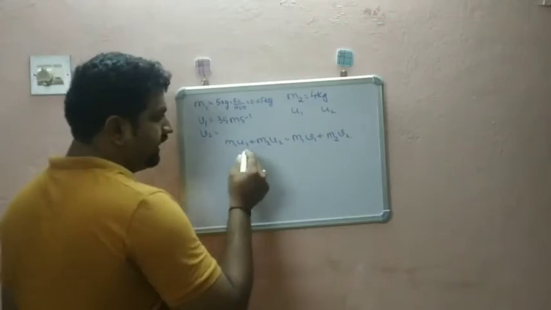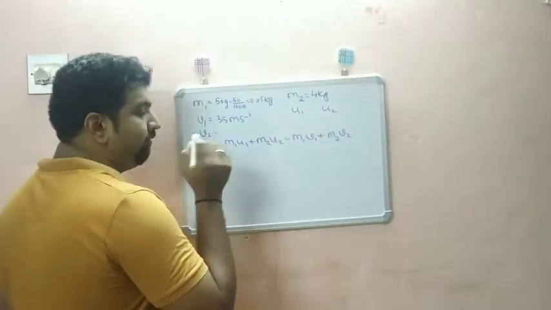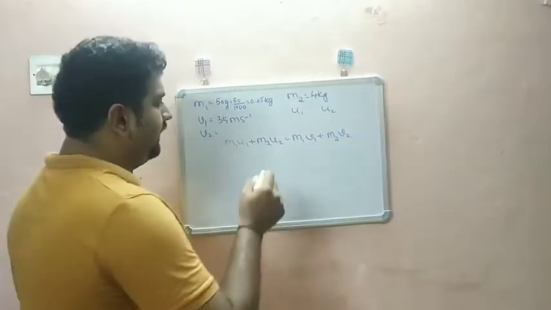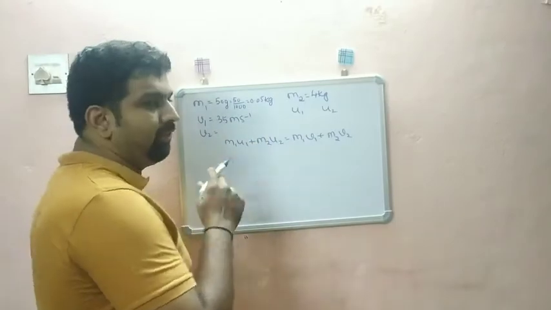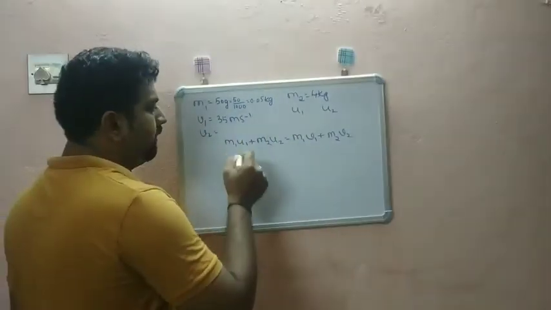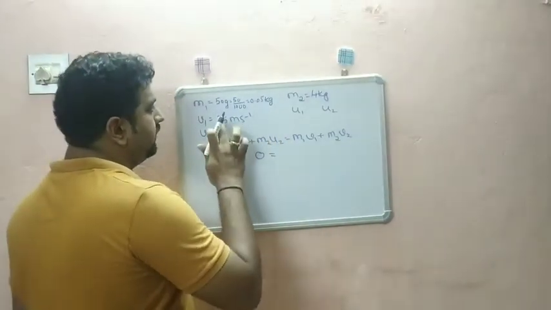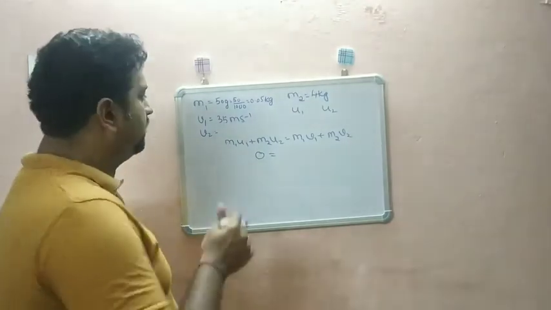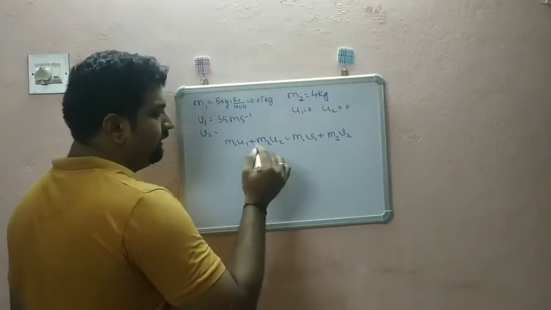See here, we can directly write the value 0, because the initial velocity U1 will be 0 and U2 will also be 0, because the bullet and rifle both will be in the state of rest before the firing. So therefore this total momentum will be 0. No need to write the values, because you multiply by 0 there, as U1 and U2 both are 0. So that's why this will be 0.